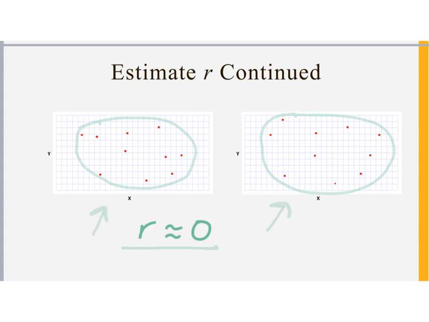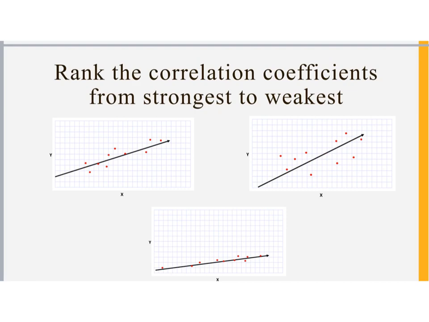So you're seeing a big round cloud shape rather than a narrow oval pointing down or pointing up on your graph. It's an indication of no correlation. With that in mind, rank these three graphs from strongest to weakest. Assume that the x and y axes have the same numbers. You should notice that the strongest graph is the one on the bottom. That's because in this graph the dots are the closest to the line.